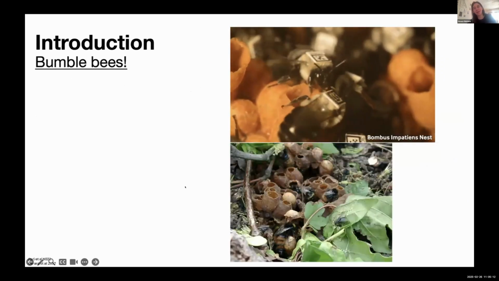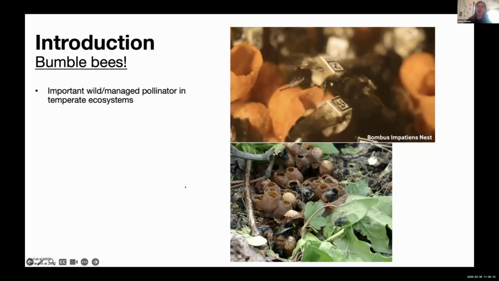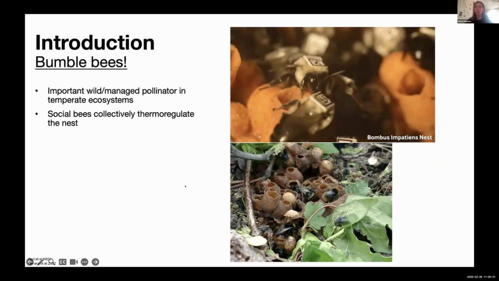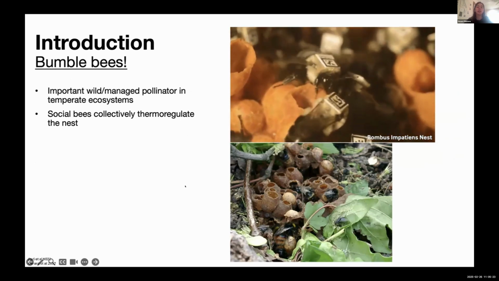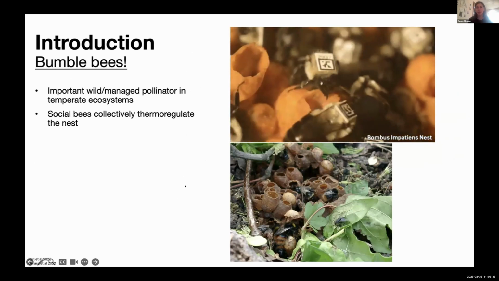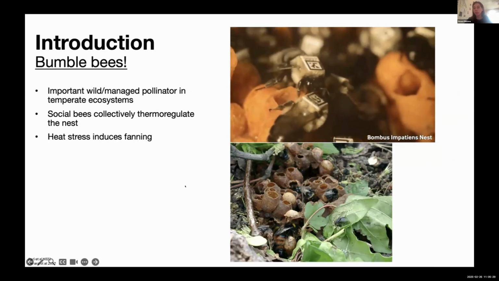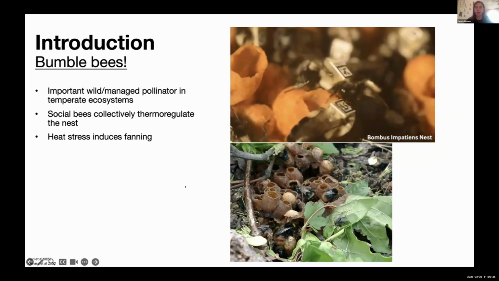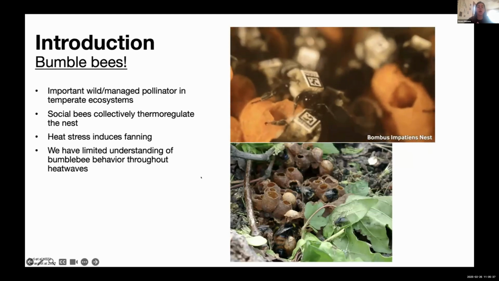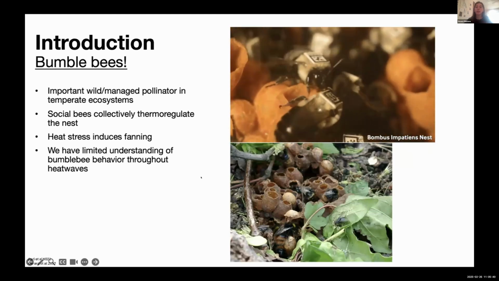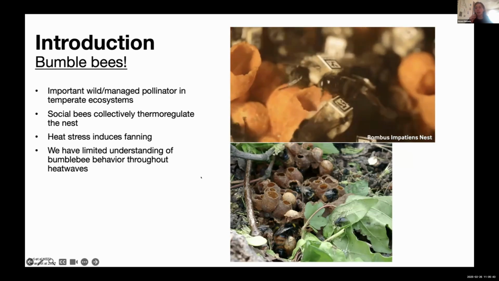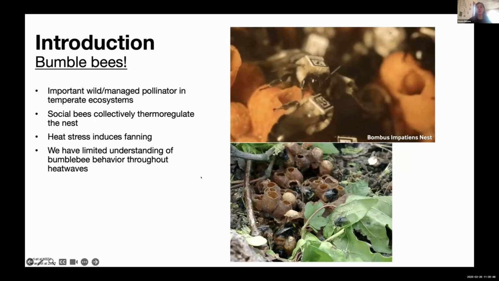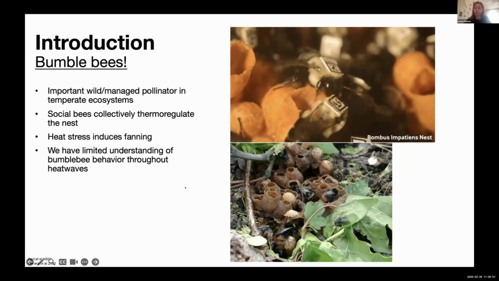Okay, now the fun part, we get to talk about bees. Bumblebees are an important wild and managed pollinator in temperate ecosystems, and they're a social system, which is super cool. And it means that they are able to collectively thermoregulate their nests. When it gets too hot, that induces fanning behavior, where they try to convectively cool the nest by flapping their wings really fast. And although we know that this behavior happens, we have very limited understanding about how this behavior changes throughout the course of a heat wave. And heat waves don't just happen for 4 hours, they can happen for multiple days. And so that's what we were really interested in studying.